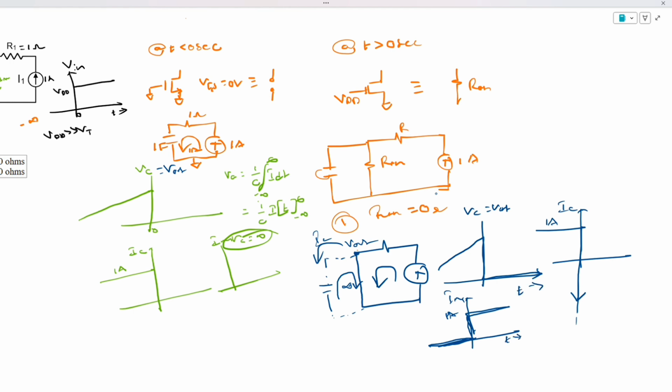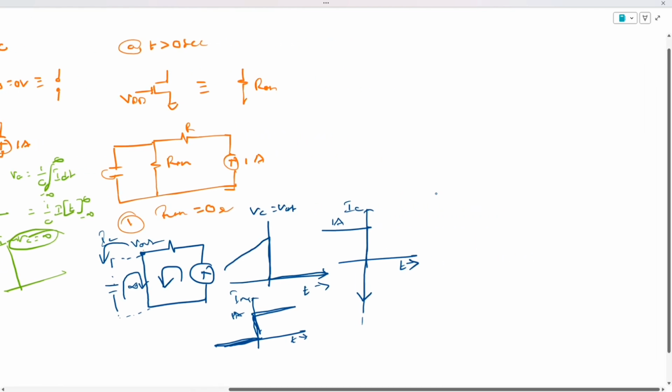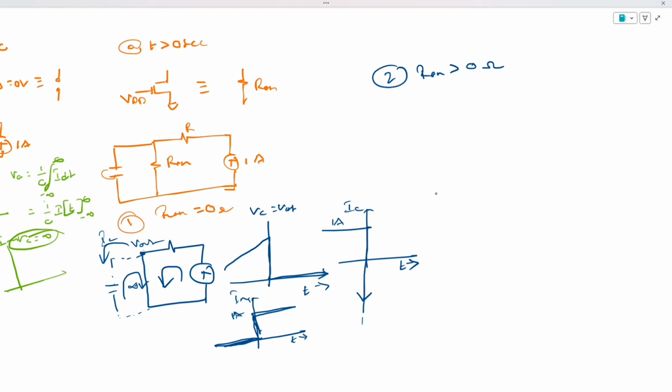Now if you see the IM graph, the MOSFET current graph will be kind of 0 initially up to t equal to 0. Then current will flow through this, so it will be 1 ampere flowing after t is equal to 0. Okay, this is how this circuit will work for R1 equal to 0 ohm.